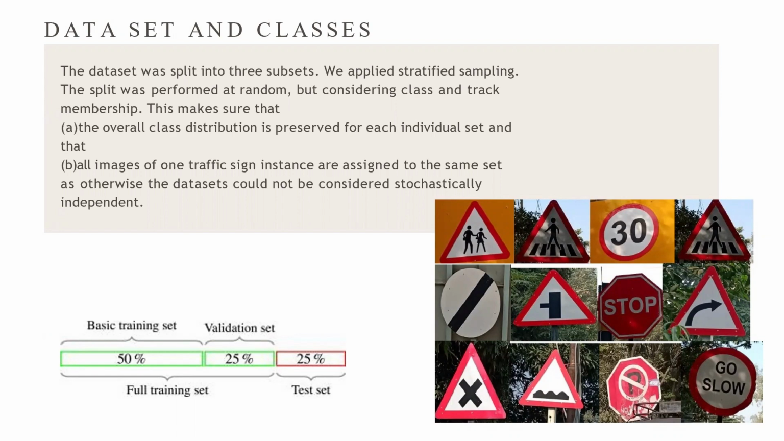The dataset was split into 3 subsets. We applied stratified sampling. This makes sure that the overall class distribution is preserved for each individual set, and all images of one traffic sign instance are assigned to the same set, as otherwise the dataset could not be considered independent. The split separates the data 75-25, that is, 75% of the data is the training set and 25% is the testing set. Out of the 75% training set, we have 50% basic training set and 25% validation set.